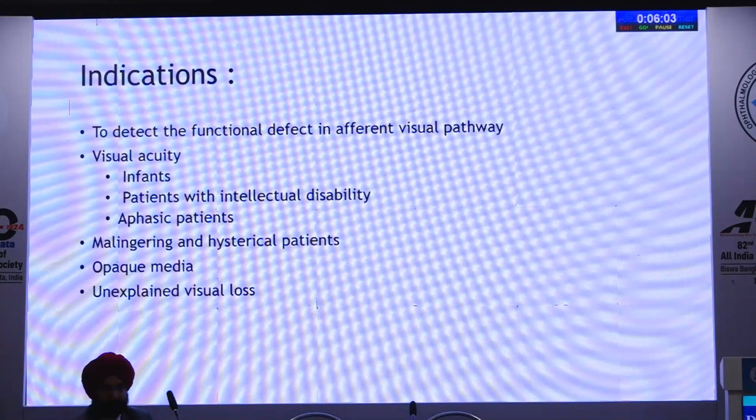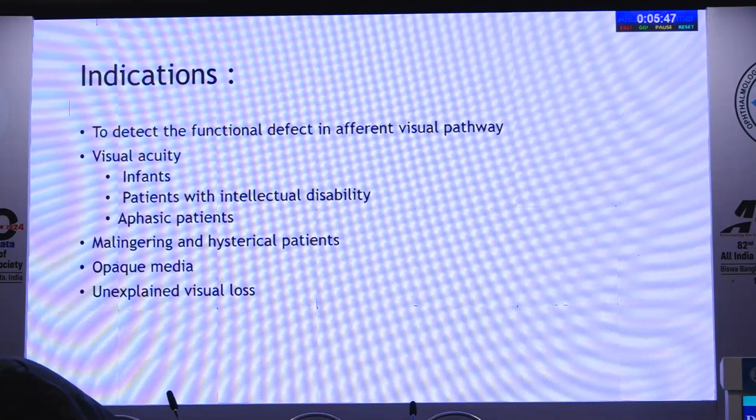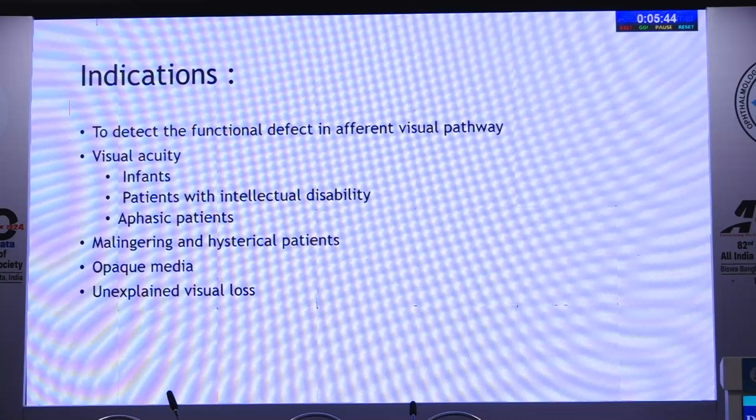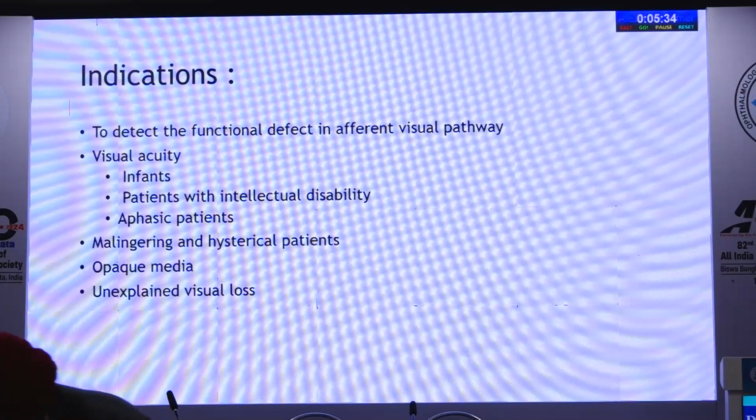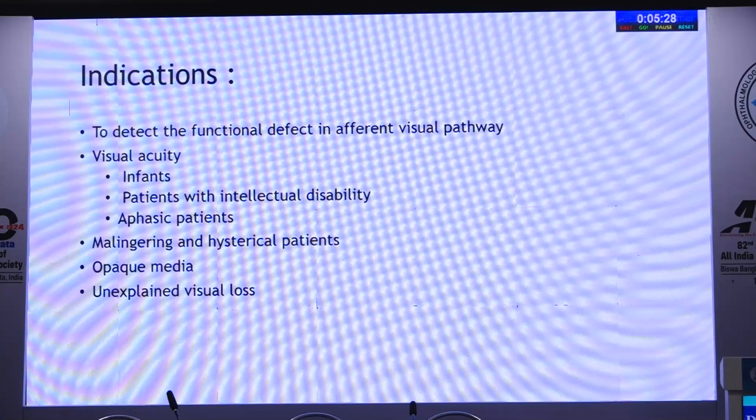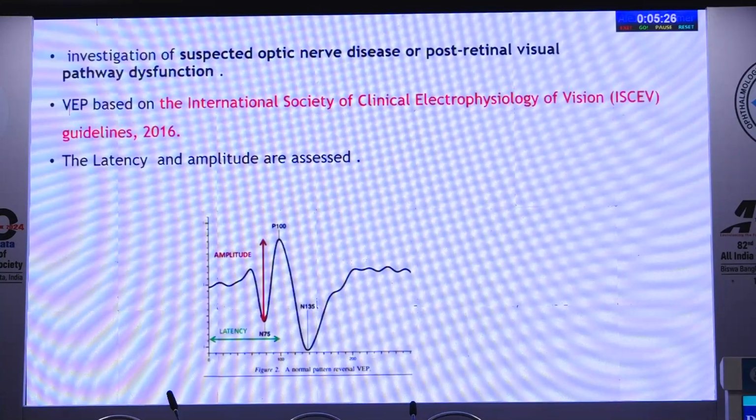Indications for a visual evoked potential. It is indicated for functional defects in the anterior visual pathway. In non-verbal infants, patients with intellectual disability, aphasic patients, malingering patients, or when the symptoms do not correlate with the signs, we can employ the VEP. With opaque media, or unexplained vision loss where we don't know whether it is an optic nerve or a macular problem, we can employ the VEP. Not only that, we can also do it for prognostication purposes, as we will be seeing subsequently in cases of optic neuritis and multiple sclerosis in the opposite eye.